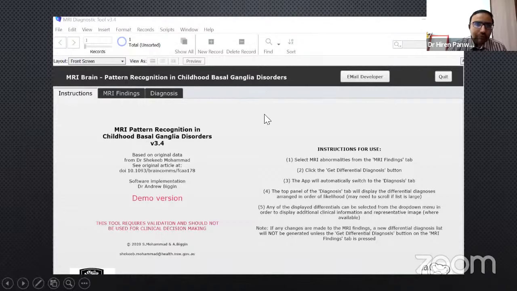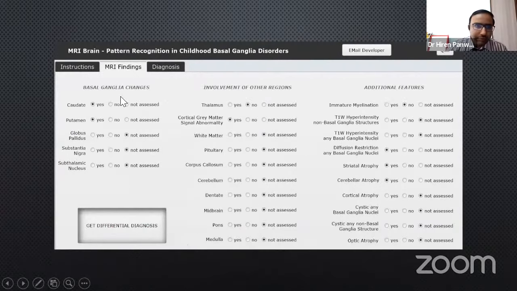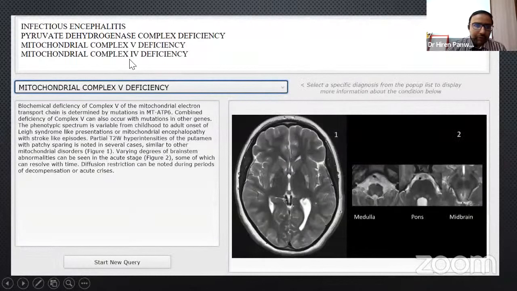This is the software or artificial intelligence tool, in which you just have to go to the MRI findings. You have to mention which structures are involved, caudate, putamen, globus pallidus, and whether there are any other areas of involvement, T1 hyperintensity, hypointensity, susceptibility, all kinds of information they have put here. You just have to click on those, and based on your clicking, the computer will give you certain disorders that can have similar structures of involvement.